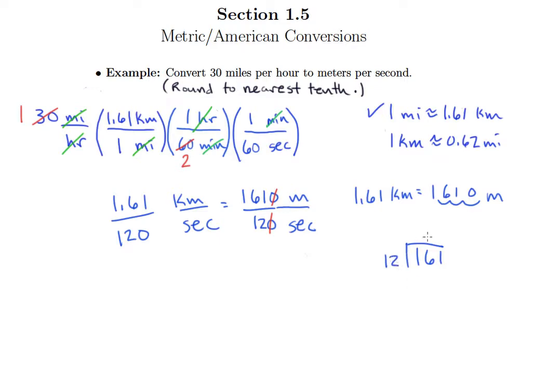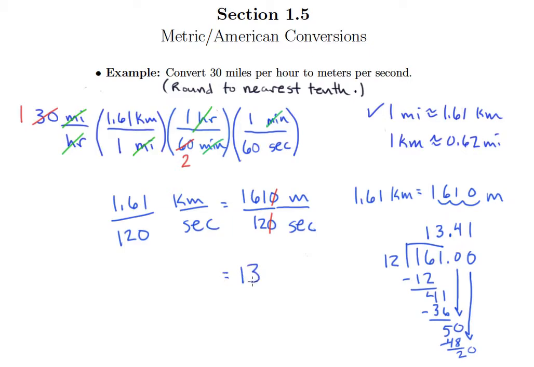So 12 goes into 16 once. 12 goes into 41 3 times. And I need to keep going a little longer here. 12 goes into 50 4 times. And then finally 12 goes into 20 only once. So that means I will round my answer here to 13.4 meters per second.